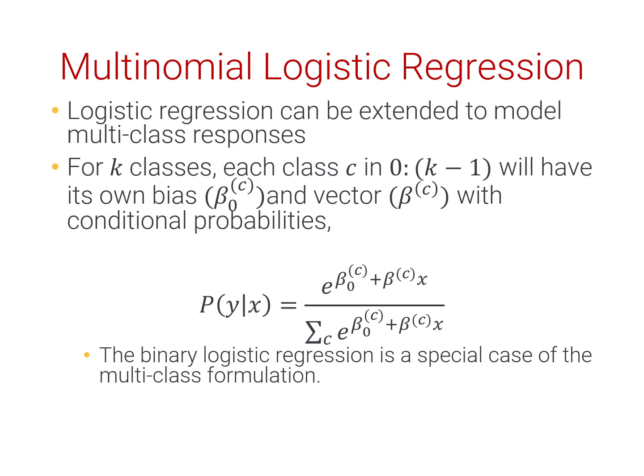Imagine you're a marketing analyst tasked with predicting customer preferences for a new product line. The customers can choose from three distinct options: product A, product B, or product C. Multinomial logistic regression becomes your go-to technique to unravel the factors influencing these preferences and make accurate predictions.